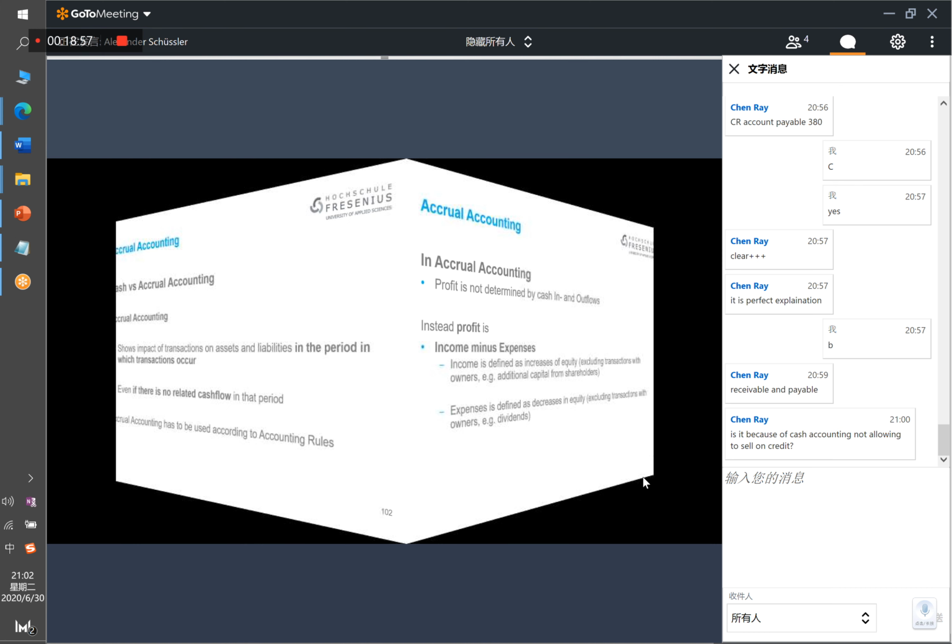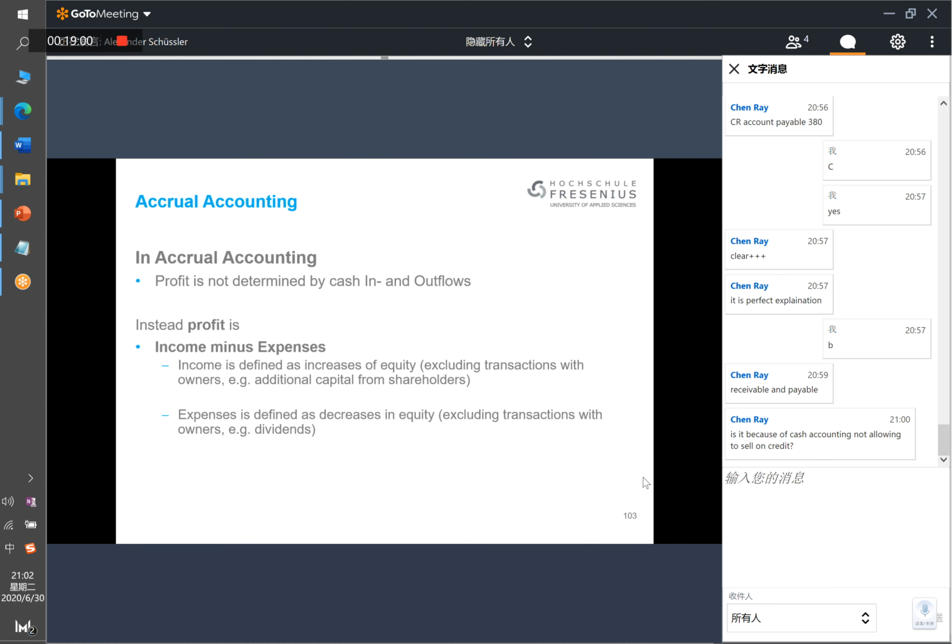So in accrual accounting, profit is not necessarily determined by cash inflows and outflows. You can have, for example, negative cash inflows, but nevertheless have a profit. Instead, profit is not cash in minus cash out, but rather it is income minus expenses. And income is defined as increases of equity, but excluding transactions with owners.